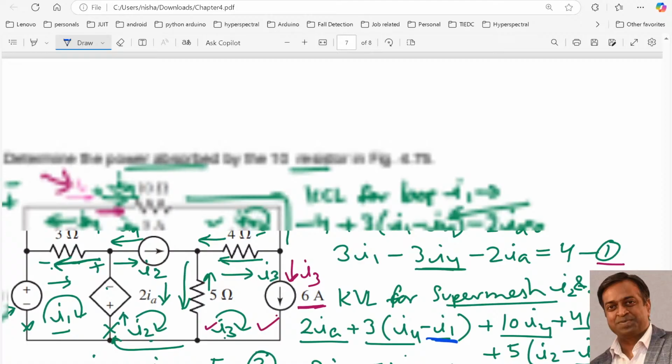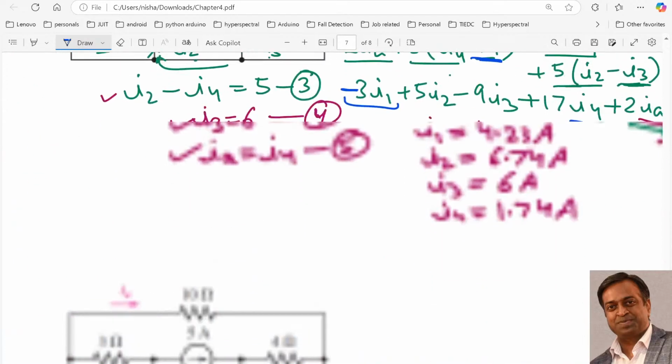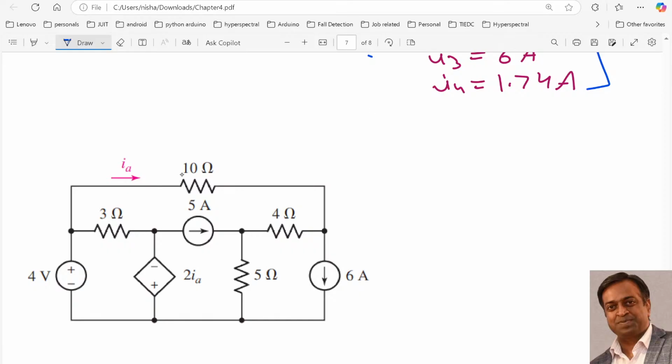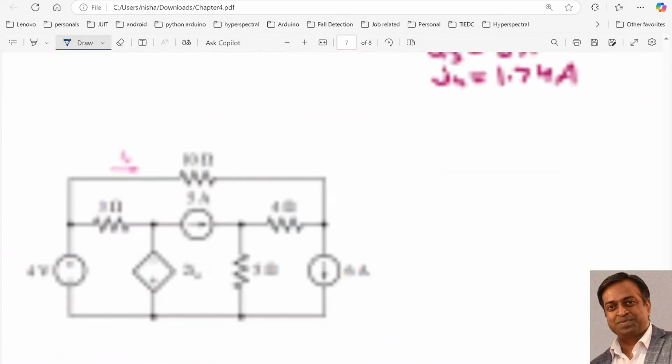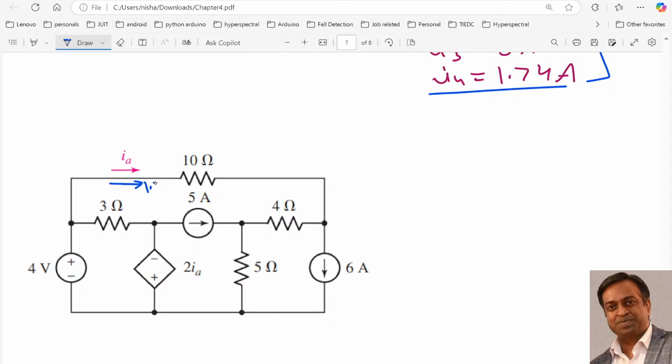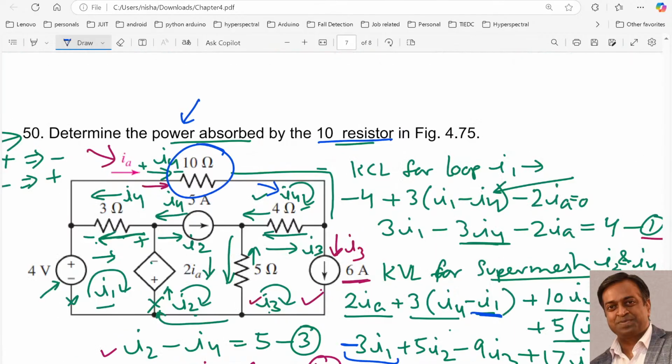Now as per the question, what do we need to determine? We need to determine the power absorbed by the 10 ohm resistor, this one, right? Over here the current is I4, because we have assumed the loop current as I4. So this current is 1.74 ampere. The power will be I4 square into resistance, which is 1.74 square into 10, right? If you solve this, you will get the answer as 30.276 watt.